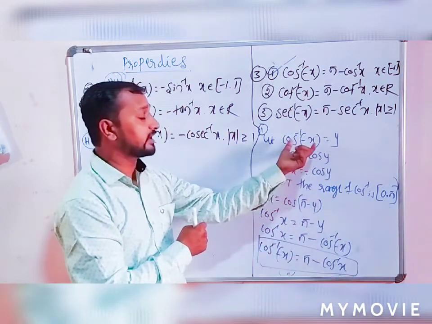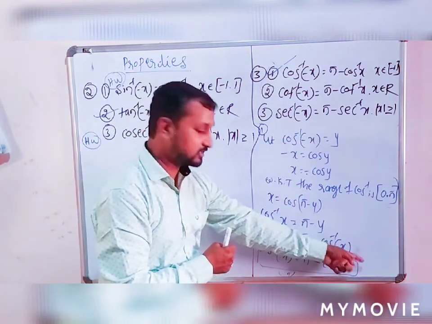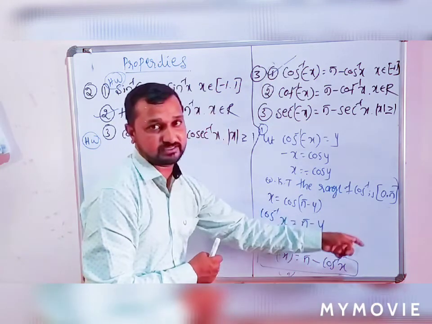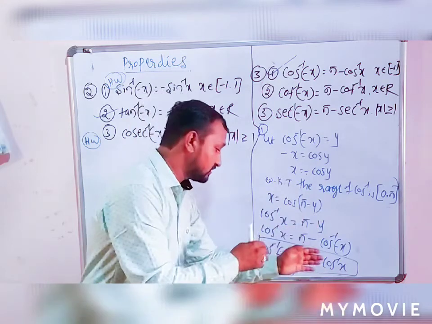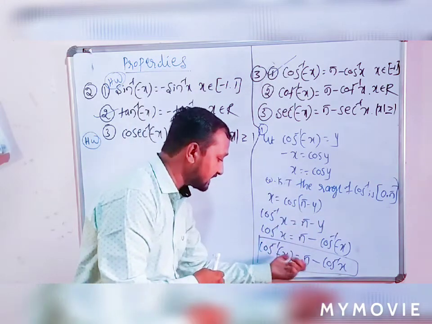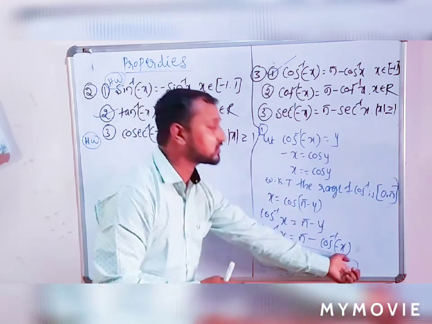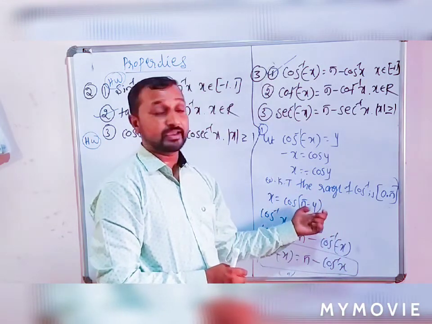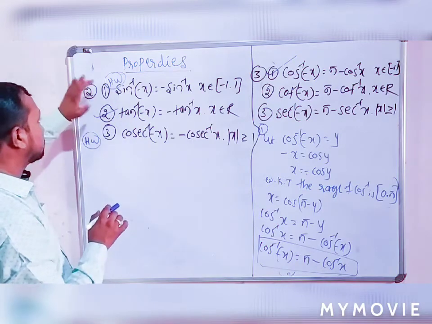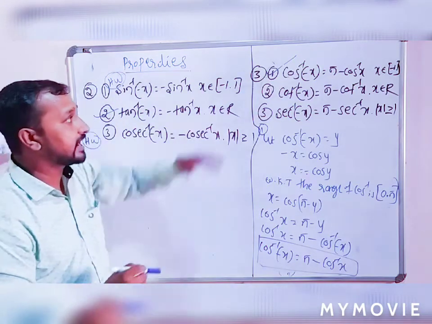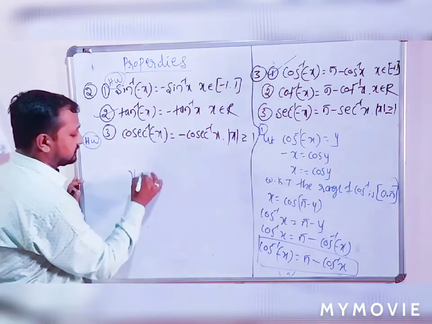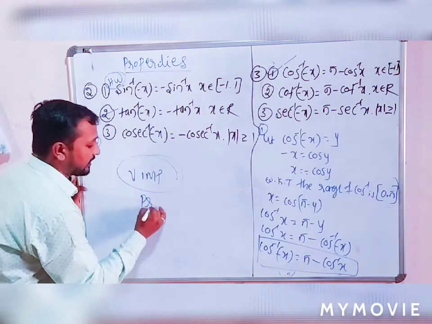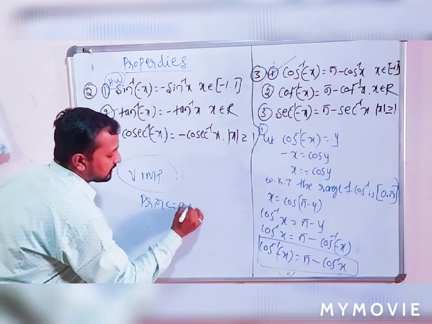For the value of y, what is your y? Cos inverse of minus x. Okay, cos inverse of x equal to pi minus cos inverse of minus x. But what we have to do? Cos inverse of minus x is equal to pi minus cos inverse of x. Students, is this clear? Okay. So that's why property 2 and property 3 are very important for solving principal values.